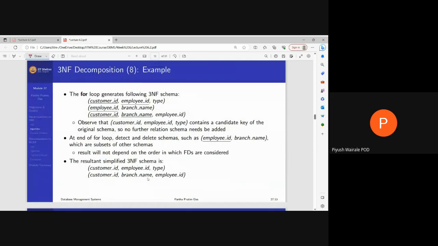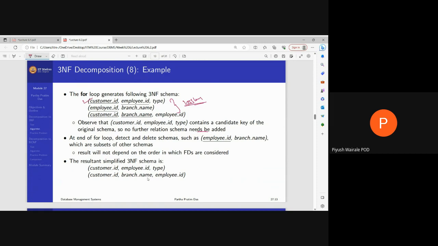Observe that the schemas contain a candidate key of the original schema, so no further relation schema needs to be added because the key is already there. So that's why it will give us the lossless decomposition, right? Detect schemas such as employee ID, branch name, which are okay. The result is simplified.